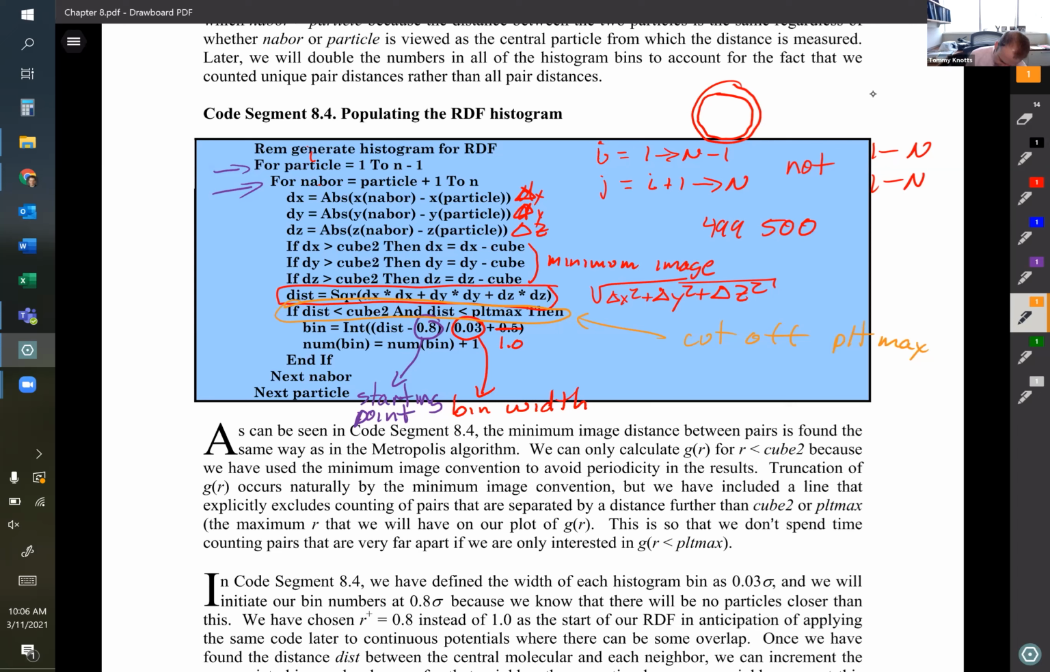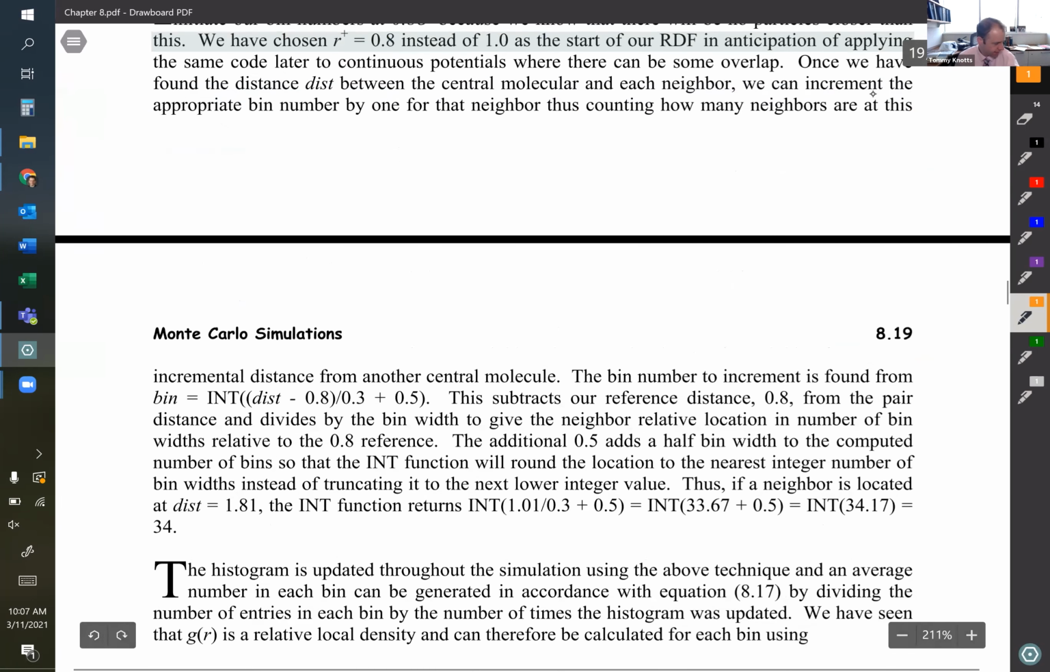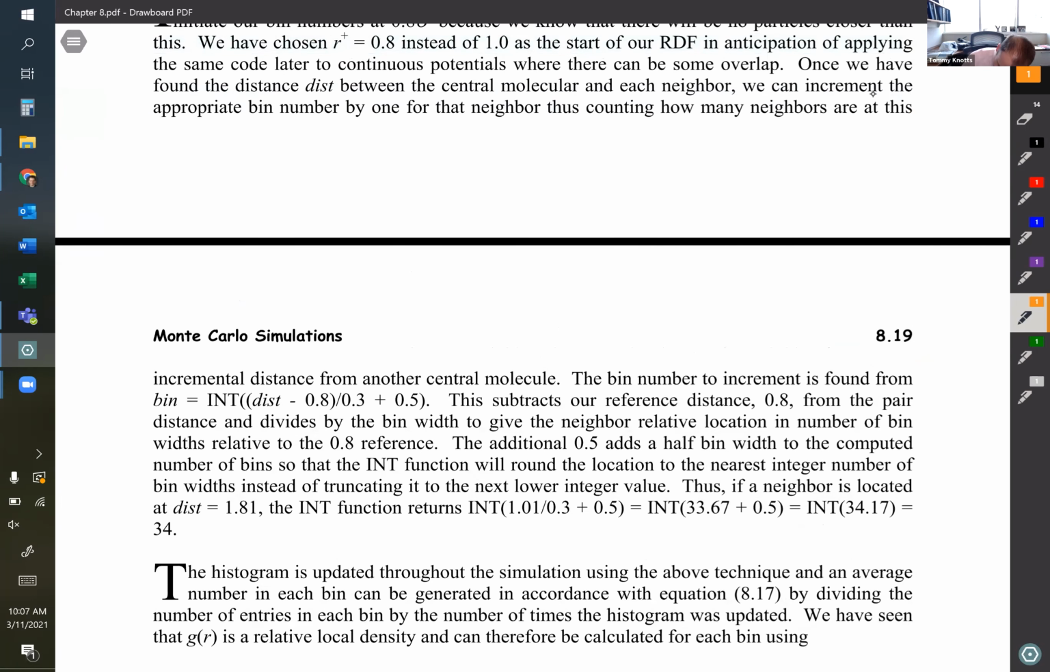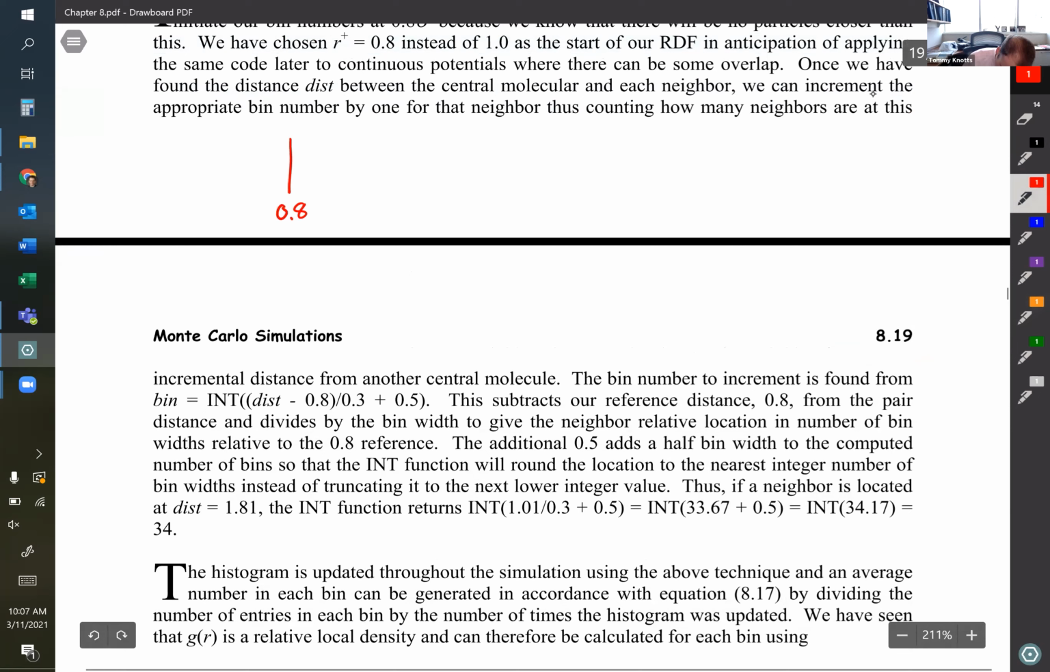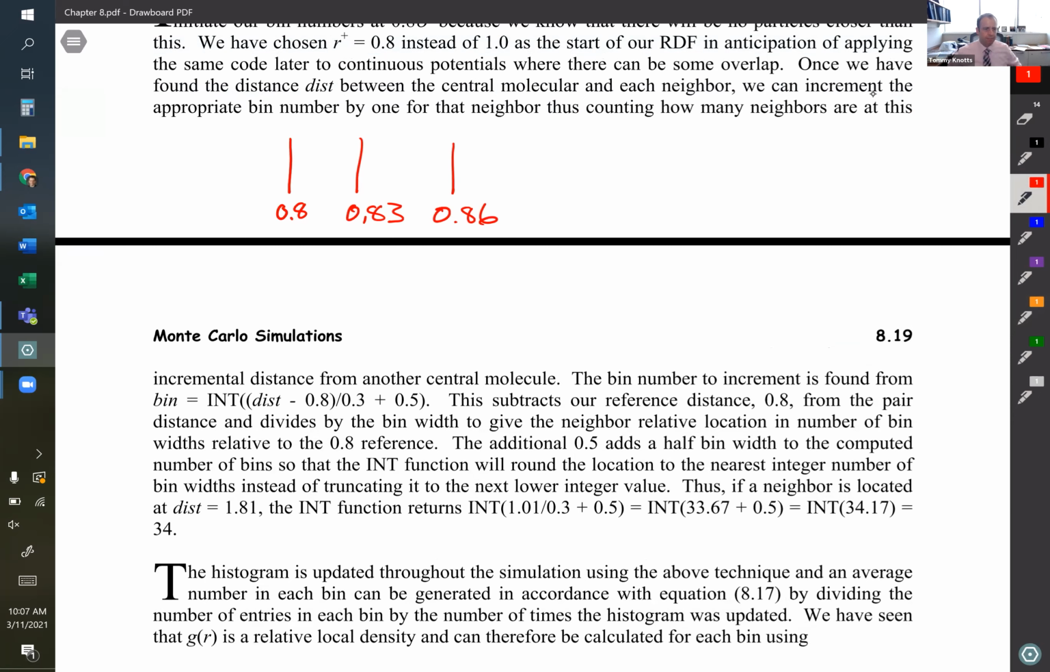And then what does this int function do? So let me draw this out for you for a second. I've got an example here. So I'm going to set this up at 0.8. We're starting at 0.8. This is one bin. And then we have our next bin at 0.83. Remember, we're doing bin widths of 0.03. And then we have the next bin at 0.86. So those are how my bins are set up in this code. Bin widths of 0.03, I start at 0.8, and then I could go on and on. And so my first bin is between 0.8 and 0.83. My second bin is between 0.83 and 0.86.